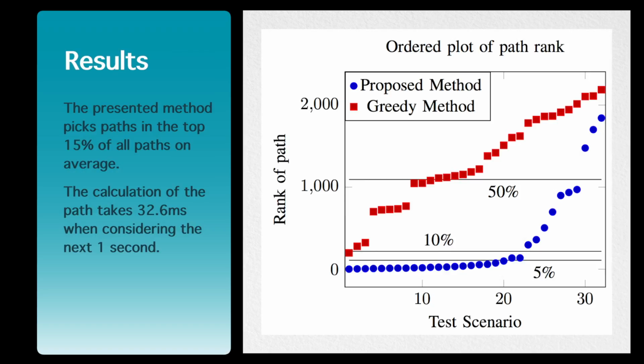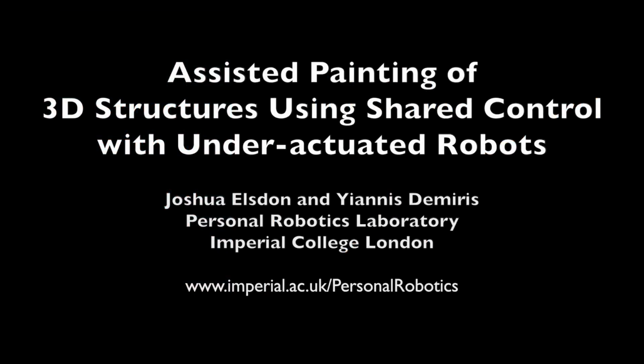We compared our method to an exhaustive path evaluation and found that on average it picks a path in the top 15% of all paths. This plot shows 32 different scenarios. For each, the method was used to find a path, and this path was given a rank out of all possible paths. For clarity, they have been sorted into ascending order. We compared our method to a greedy algorithm that simply picks the best line segment available to it after each move. Interestingly, the greedy method performs worse than picking a random path.